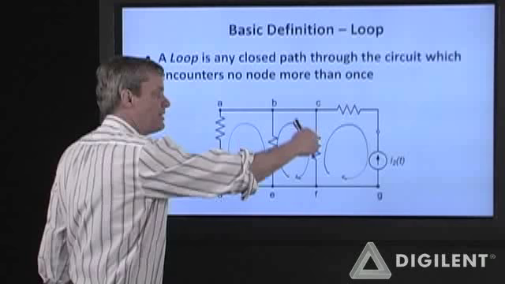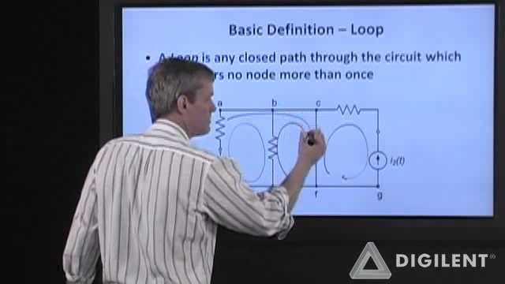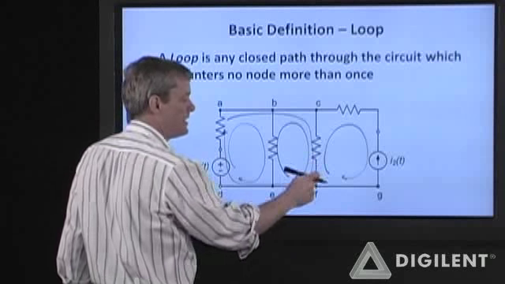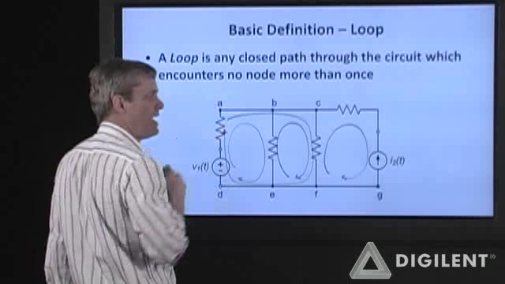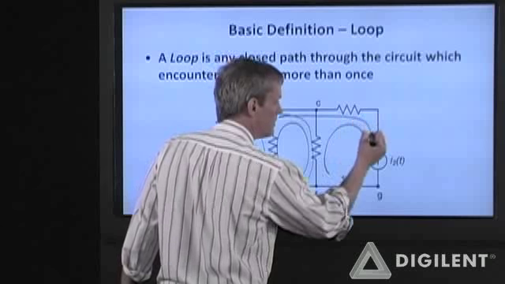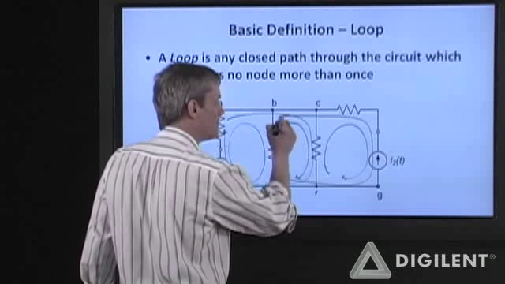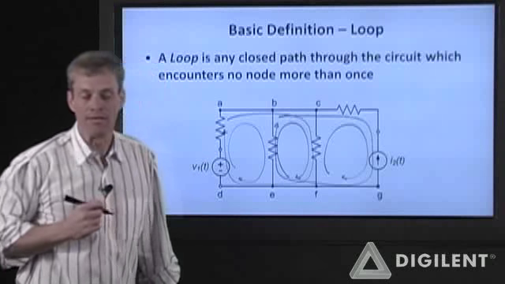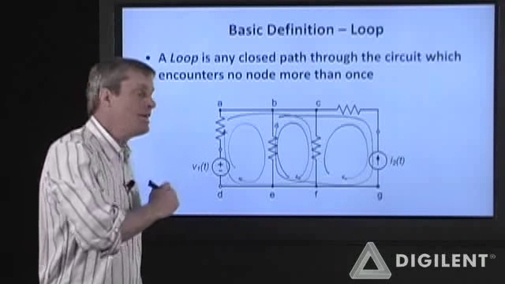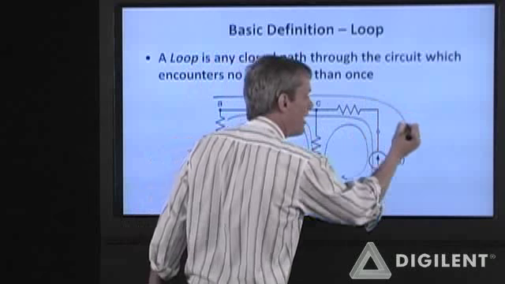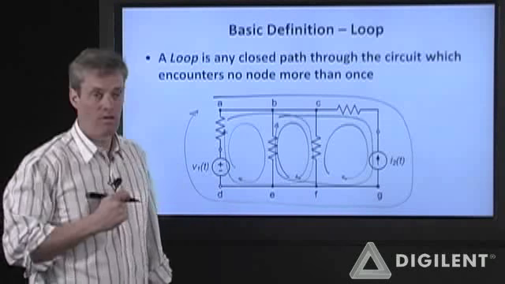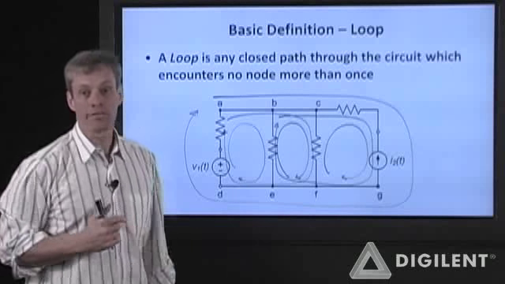We can also generate loops in here. So this loop here, I've started at A, B, C, F, E, D, and back to A. This loop here, B, C, G, F, E, and back to B. I also have one additional loop. I can go around the entire outer perimeter of this circuit. Okay? So we have 1, 2, 3, 4, 5, 6 loops in this particular circuit.